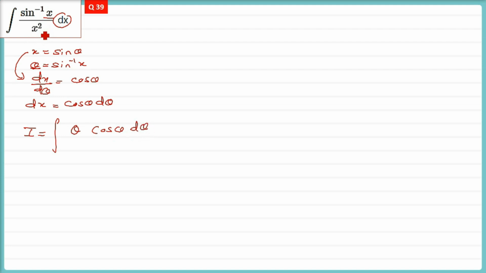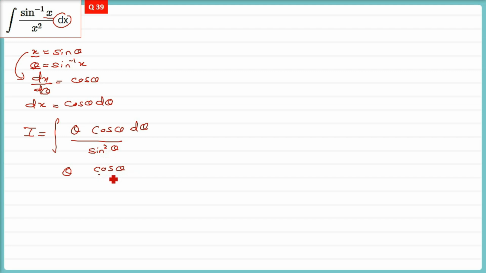Now how about x square? x was taken as sine theta, so it will be sine square theta. So let me write sine square theta in the denominator. Now what is the benefit of doing this? We will separate these two terms, or multiple terms. Theta we will write like that.